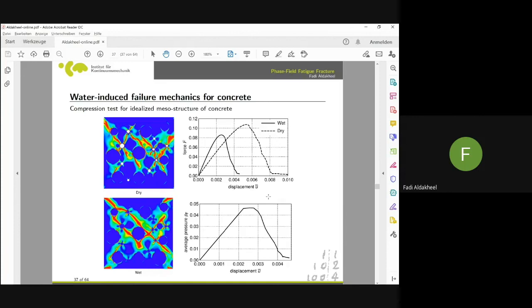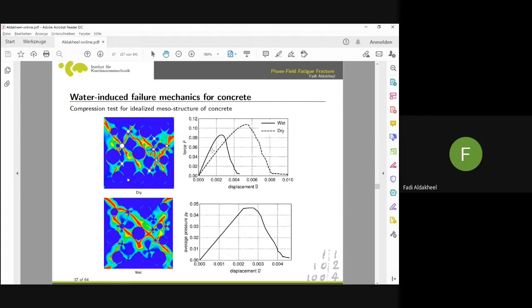Do we see this kind of failure response early underwater compared with the dry concrete? Is the water really influencing, predicting the failure earlier due to the fracture mechanics? Then what we did is like that. We have both of them, and we have the load displacement curve. This is for wet concrete, and this is for dry.